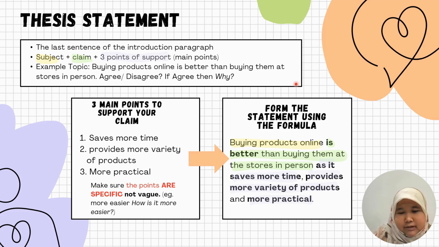So how do you use the formula? For example, buying products online is the subject, and your claim is better than buying them at the stores in person. Then you go to your three main points: it saves more time, provides more variety of products, and is more practical. This is a thesis statement. It is very important for you to know, and this formula is very helpful for you to build your thesis statement.